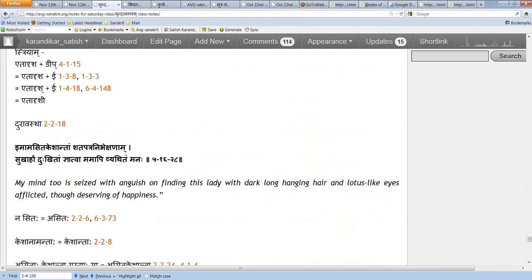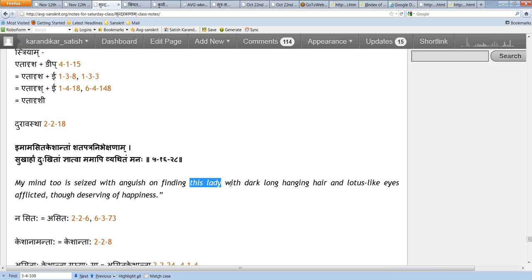Anyway, so my mind is troubled. Okay, Ravi. My is Mama. Mind, Manaha. Tu api. Is seized with anguish, Vyathitam. On finding, Jnatva. This lady is Imam.